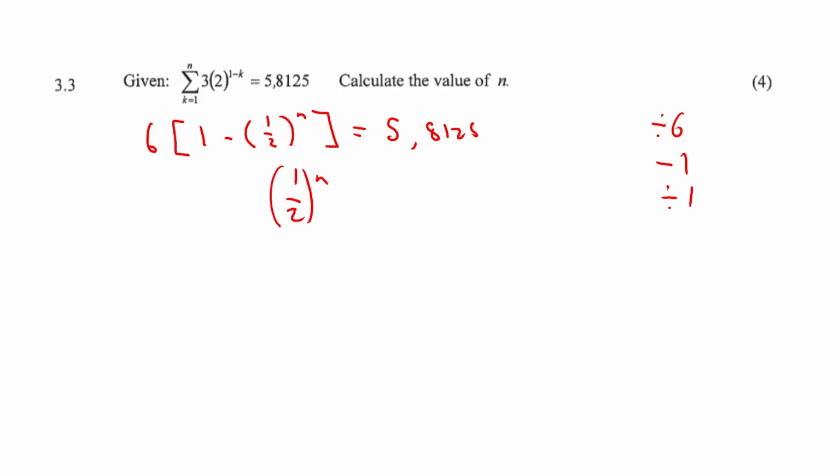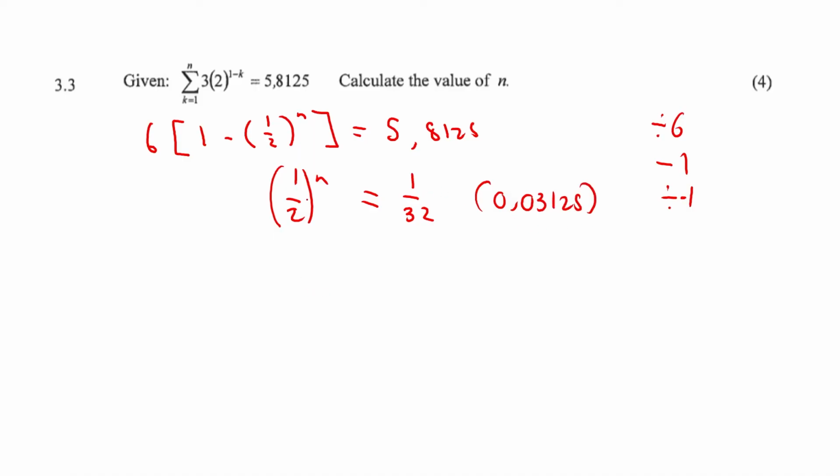And we can just put it in brackets again. Okay, so 5,8125 divide by 6 first, then minus 1. Then we divide through by a negative 1. Remember, do it in that order. Don't just do it all in one step. Remember, BODMAS. And you'll actually get a nice round number of 1 over 32, which is also the same as 0,03125. Okay, a fraction and a decimal.